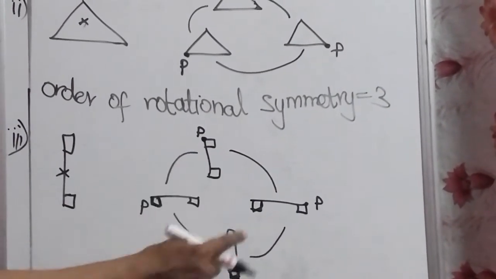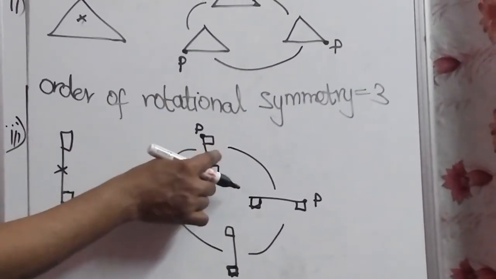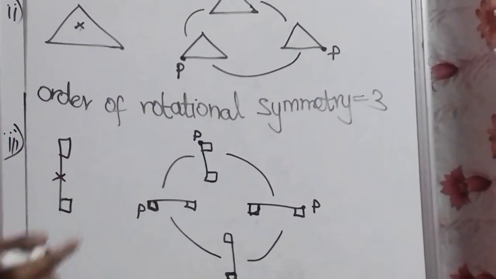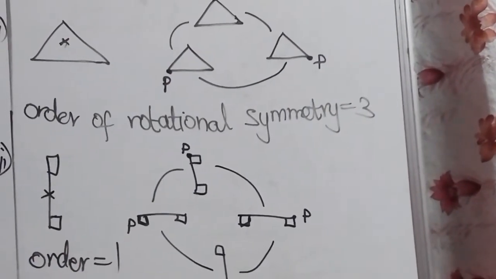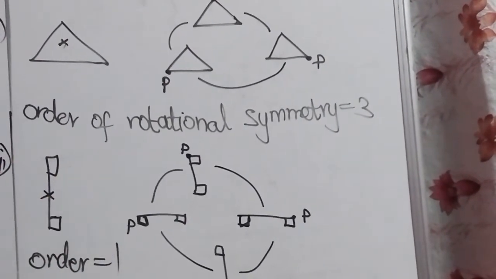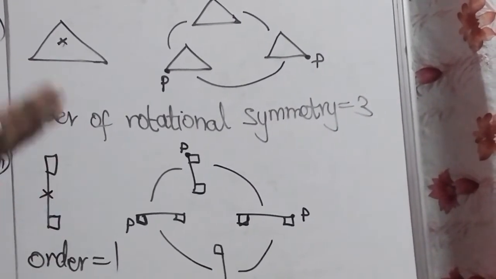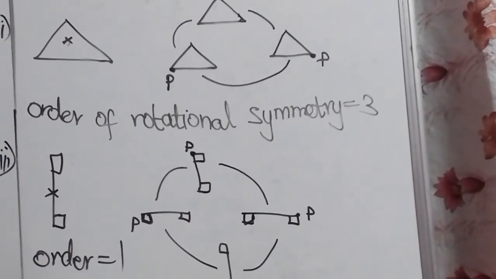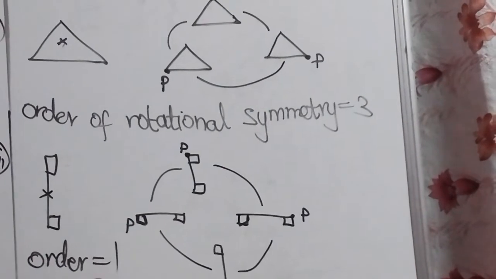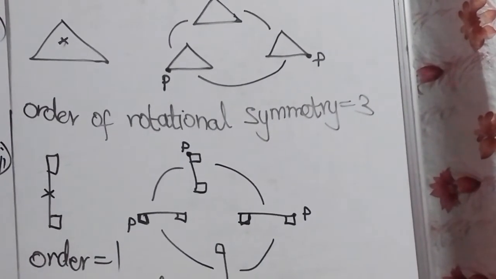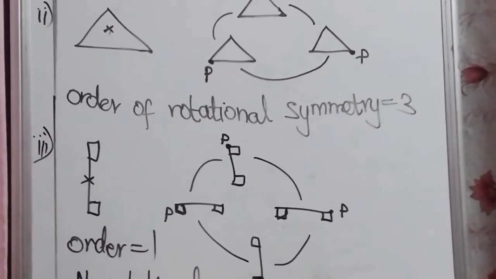So here you can see that the shape is not same at all. But at 360 degrees, the order is 1. Here for this, the order is equal to 1. But you know that a figure is going to have rotational symmetry when the order is more than 1. So here you can write as no rotational symmetry. The order is 1, so there is no rotational symmetry. Understood this? Copy in your class workbooks, children.